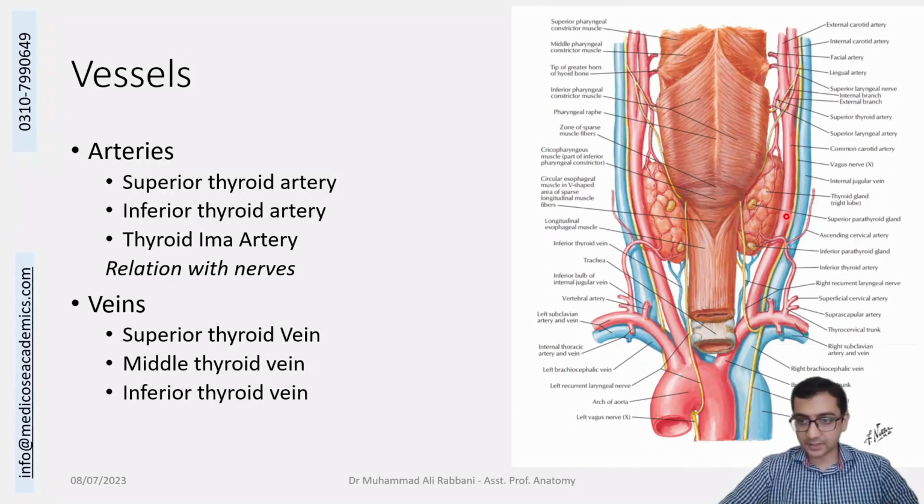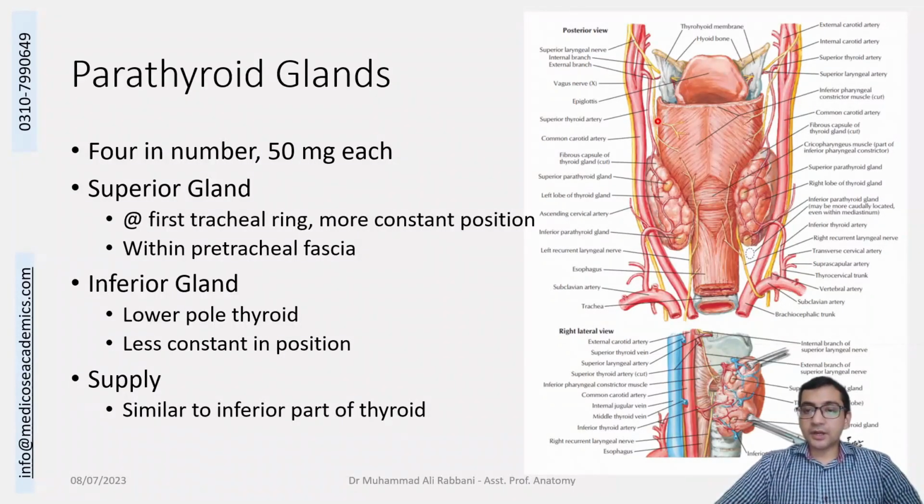And the lymphatics, they simply go to the deep cervical nodes. Then we are left with the last topic, that is the parathyroid gland. They are four in number, both on the posterior aspect, in pairs. The thyroid, parathyroid glands are present.